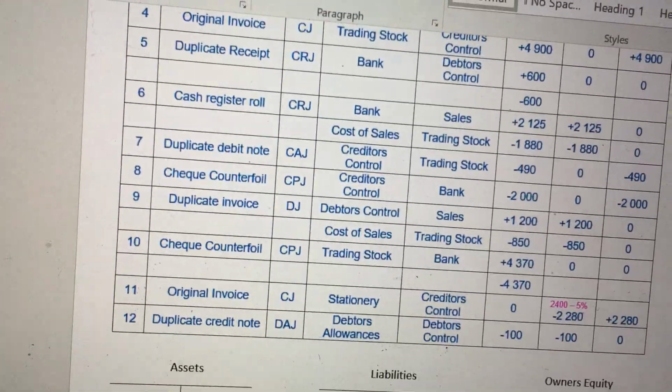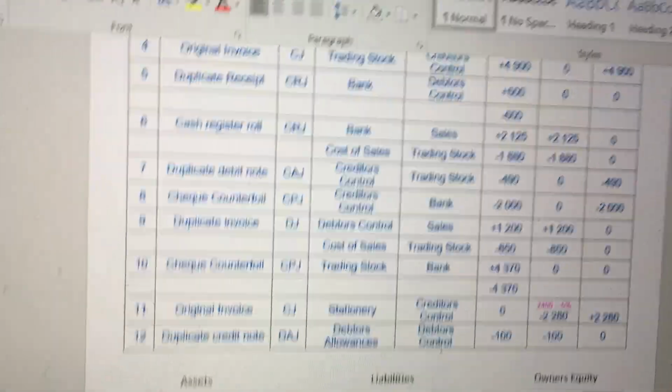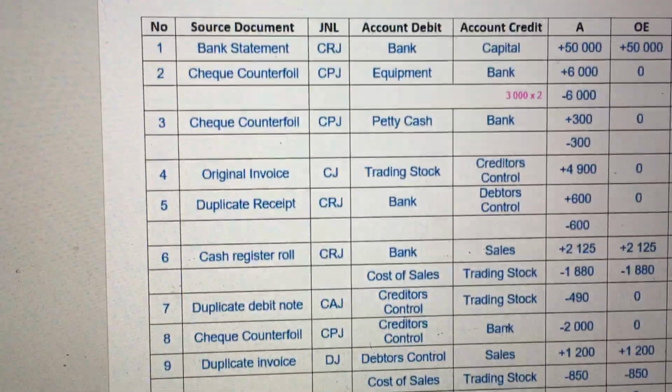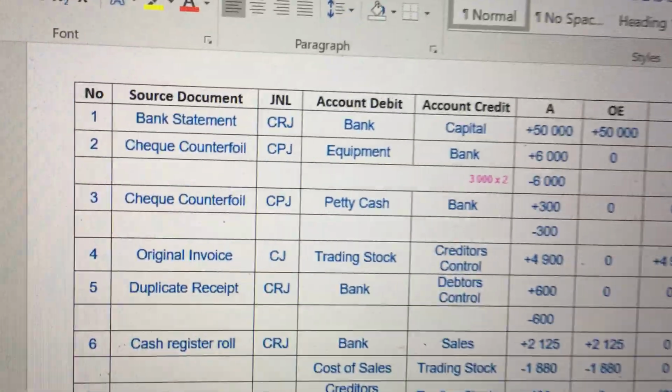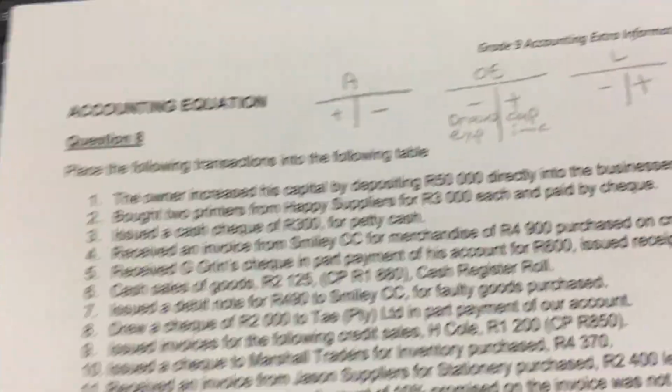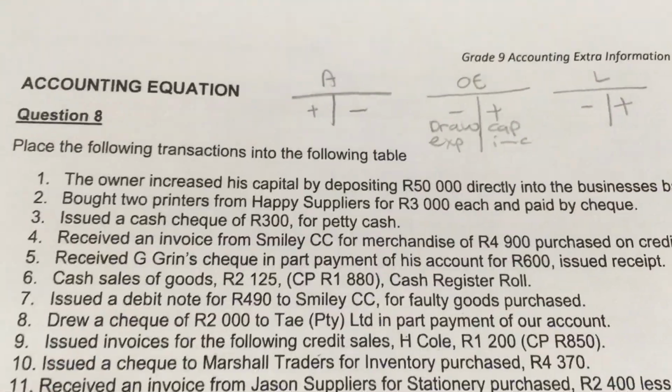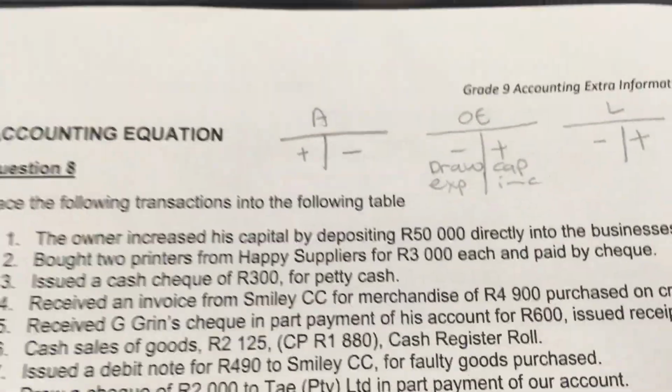Right, so you know that there are certain steps that you need to take when you are doing the accounting equation. When you read the transaction, you need to identify the accounts involved in that transaction. And then you need to make sure that you've got a debit and a credit. And then you need to apply assets equals owner's equity plus liability. So let's look at the first one.